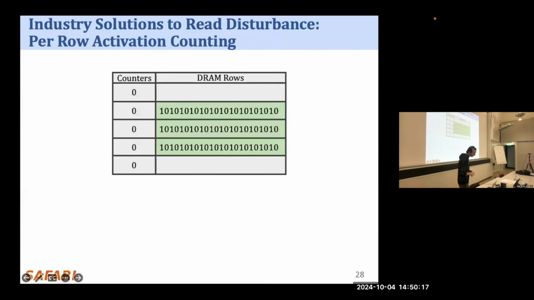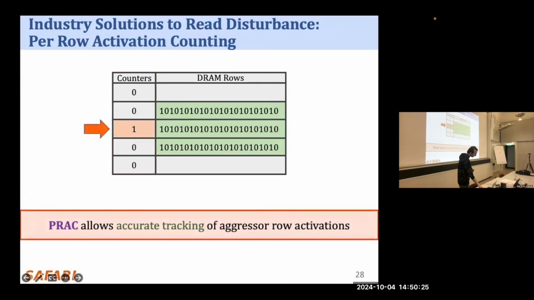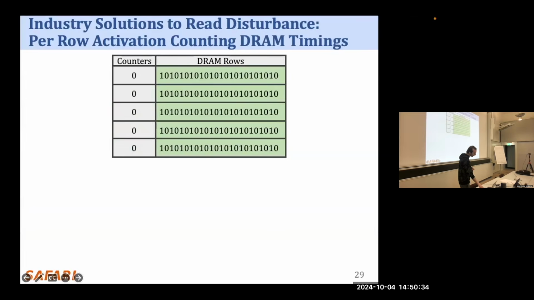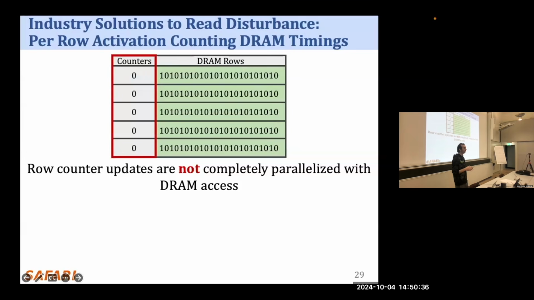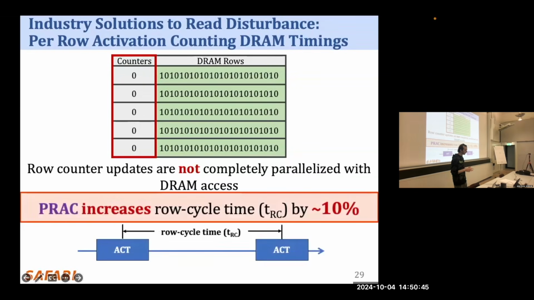PRAC. With PRAC, they decided to couple each DRAM row with a counter that tracks the number of times that it has been activated, so that the mechanism can use these counters to accurately refresh the victims of each aggressor row. However, currently, these counters are not perfect because they are not updated in parallel to DRAM accesses, but rather these counters are updated when a DRAM row is closing. Because of this, enabling PRAC increases critical DRAM timing parameters.